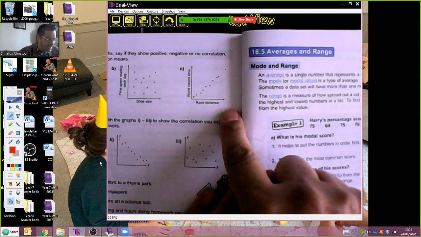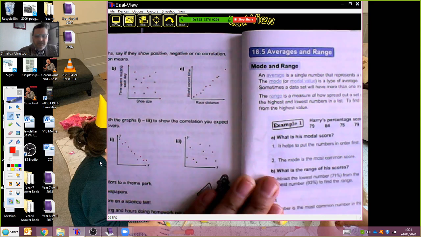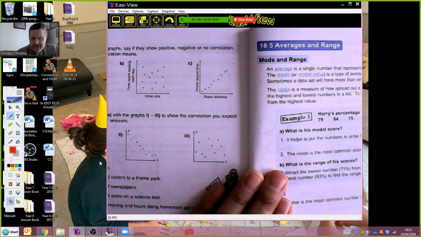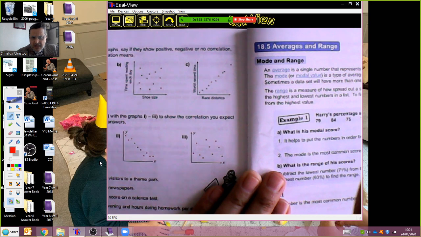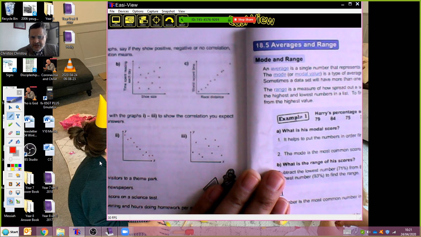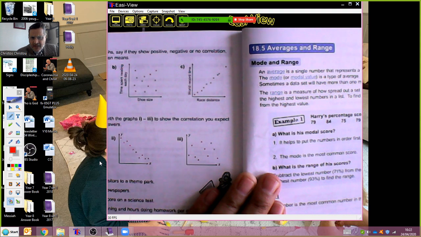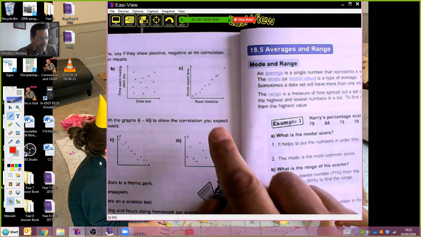Race distance and world record time. This is a bit of a strange one. It confused my year 7s last year, and it's confusing me now. It's a pretty strong correlation, yes? Positive? Yeah? Someone describe what that means that you can see.